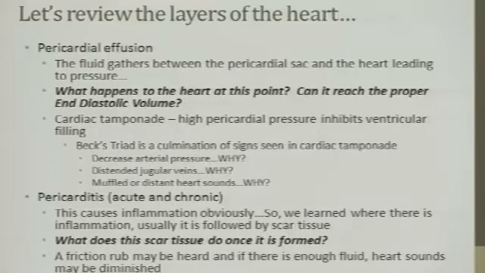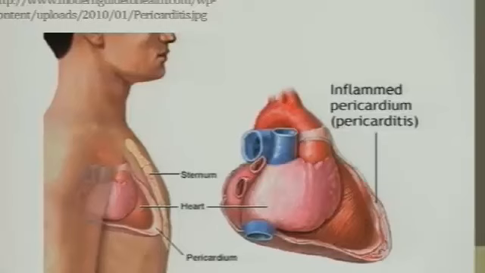Okay, so pericardial effusion, I think we're good with, the fluid that gathers between the pericardial sac and the heart leading to that pressure. So what's that going to do to end diastolic volume, though? What's it going to do to it? Is it going to increase or decrease that? Oh, that's a tough question, isn't it? Yes, very good. So let's look at a picture, okay?